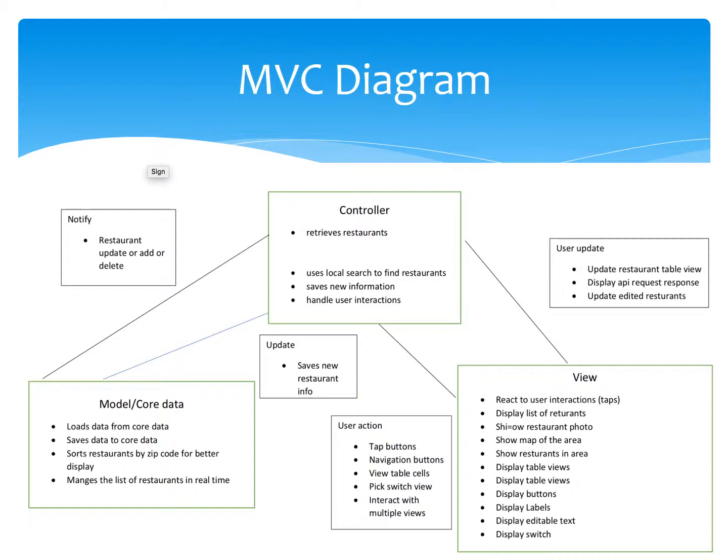Then we got the model, which is pretty straightforward. It loads from the Core Data and it saves to the Core Data, and it represents a restaurant and all the fields that we talked about previously.